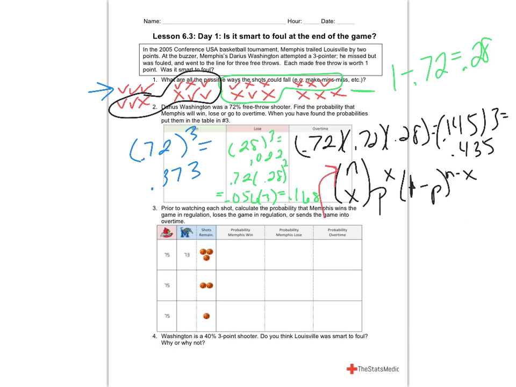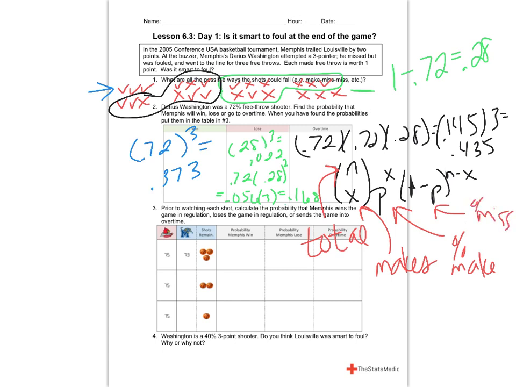Let's look here. In this particular example, these are my makes. I'm sorry, back up, those are my totals. I got ahead of myself. N is my total sample size, my total shots that he's going to take. X is what we want, which is how many he makes. P is my probability, or my percent make, my decimal. 1 minus P is my probability of missing. N minus X, again, is my total shots minus the makes, which would be how many we would miss.